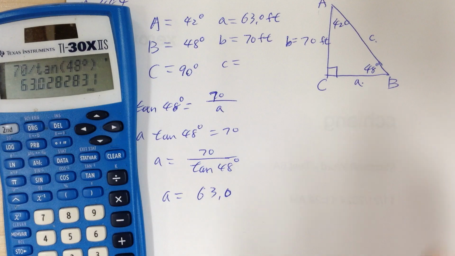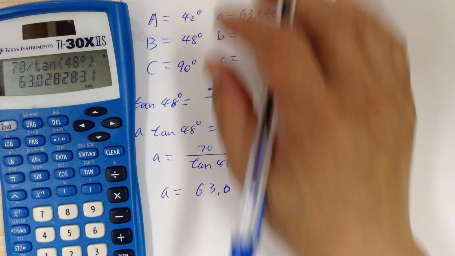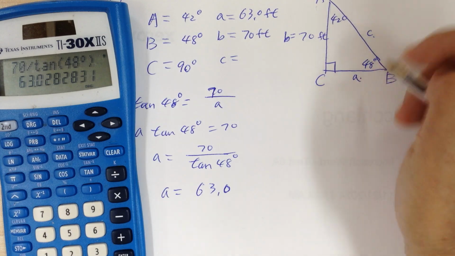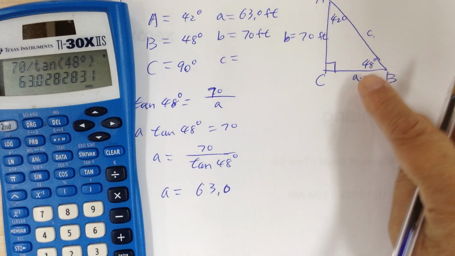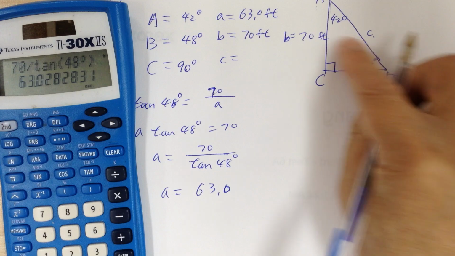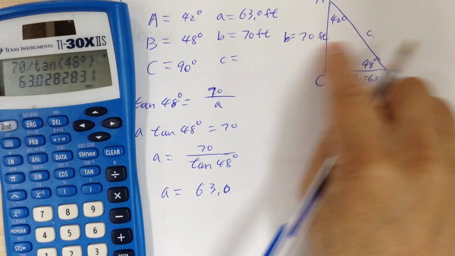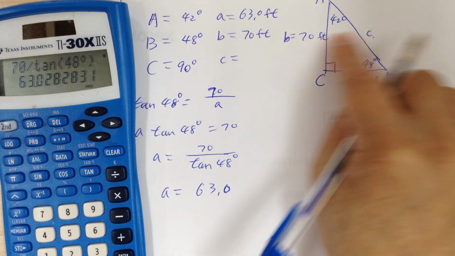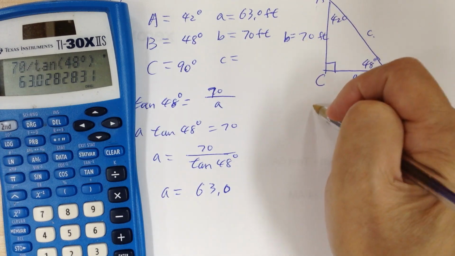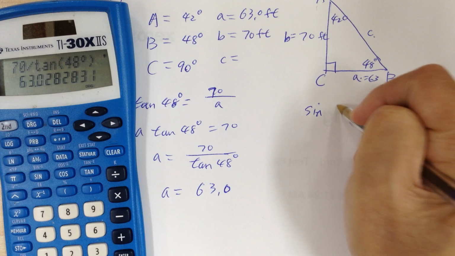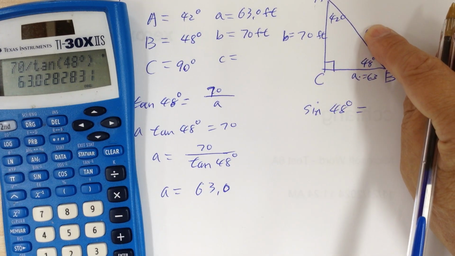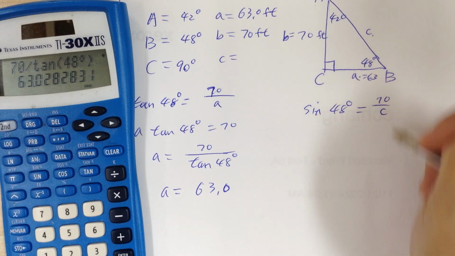But since we try to practice with trigonometric ratios, let's not use that. Let's use this. That's equal to 63, but this is already kind of approximate, so we're going to use this too. Try to use the given values, which are exact, as much as possible. So this would be the sine function. Sine of 48 degrees is opposite over hypotenuse, so equal to 70 over c.